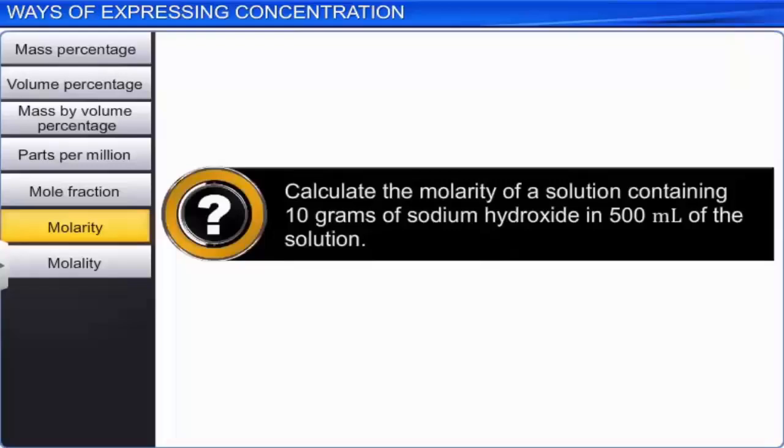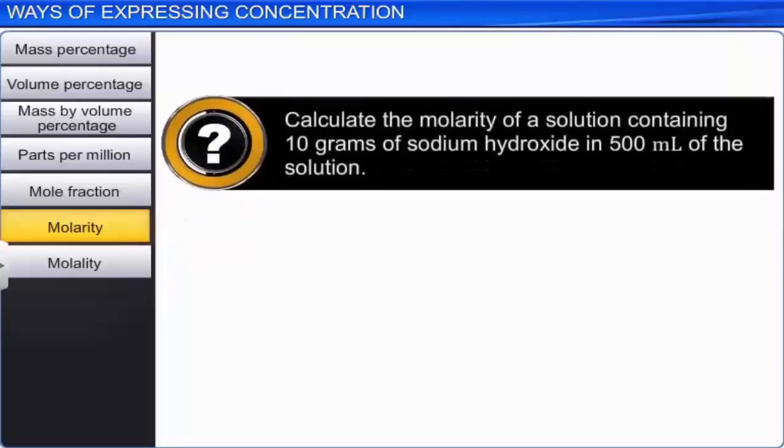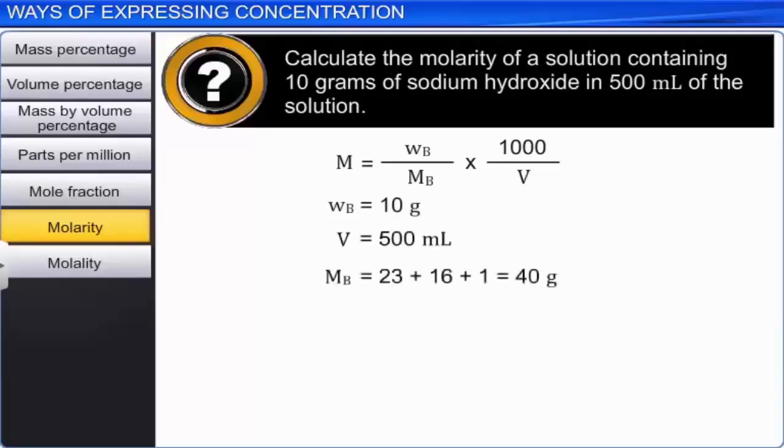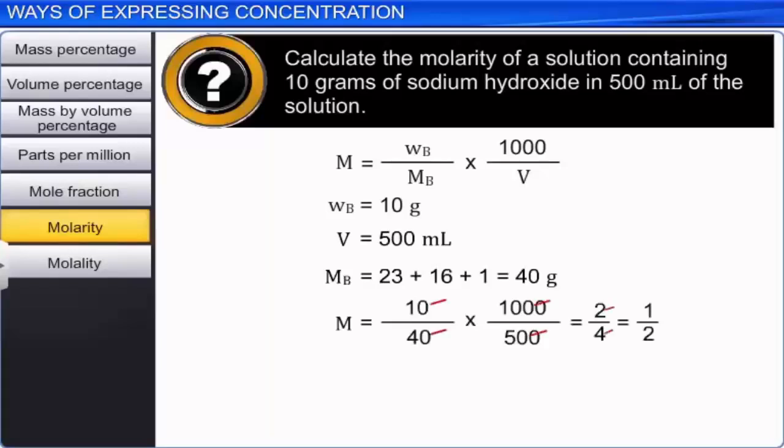The first step is to write the formula for molarity. Then, list the given variables. That is, Wb is equal to 10 grams, V is equal to 500 ml, molar mass M for sodium hydroxide is 40 grams per mole. Now, substituting the values in the formula and solving it, we get M is equal to 0.5 moles per liter.